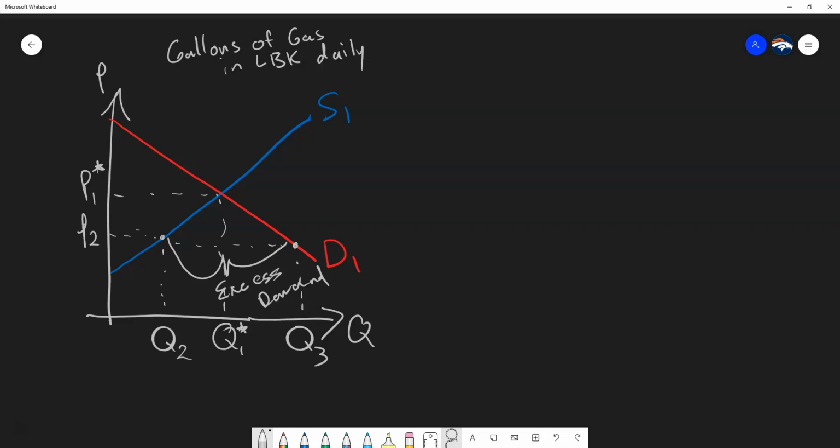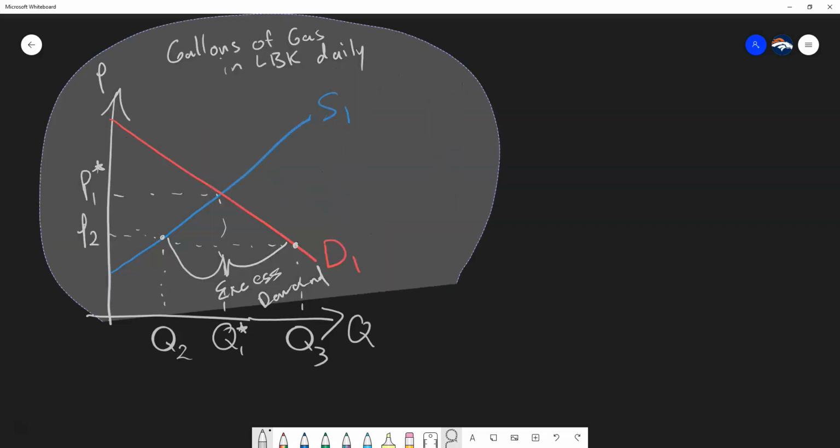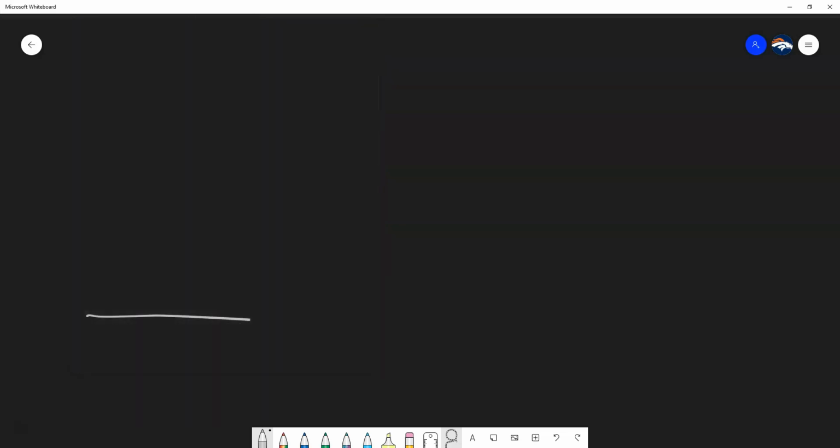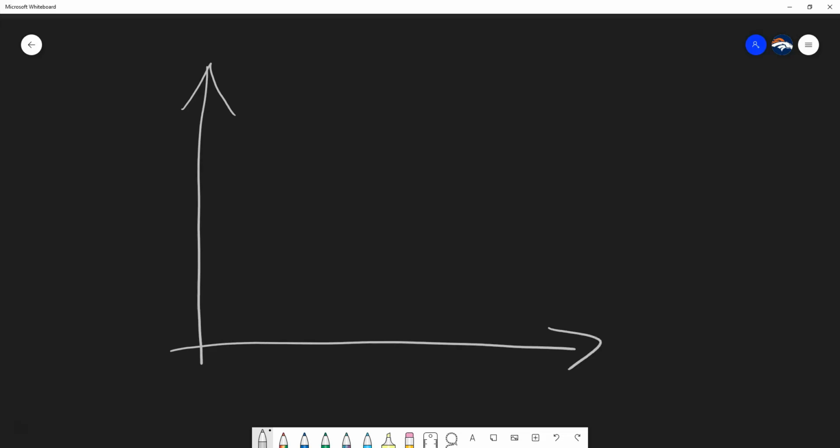All right, now that we have that, let's look at some outside factors. Now remember, this was no reason at all for them to change the price. What if, though, instead of lowering or raising the price just because, there's an actual factor influencing demand or supply? Well, let's draw our graph again. I'm going to make it a little bit bigger this time. Price, quantity, I'm going to just put gas in Lubbock daily. You all know what I mean.